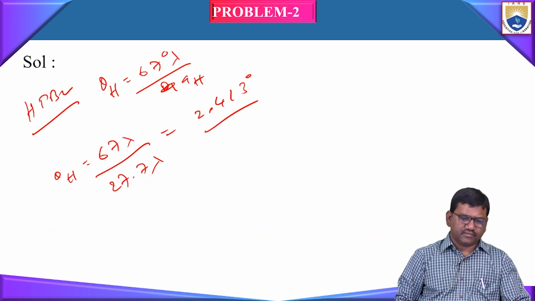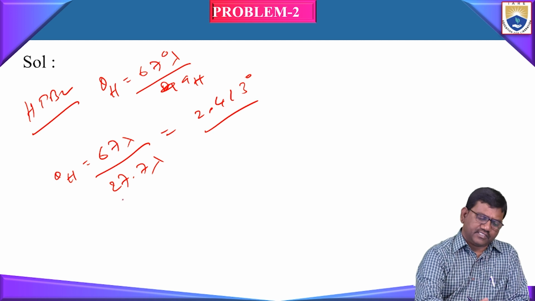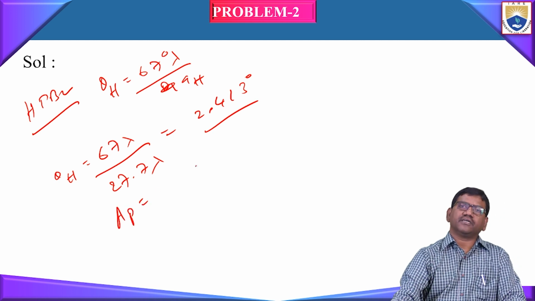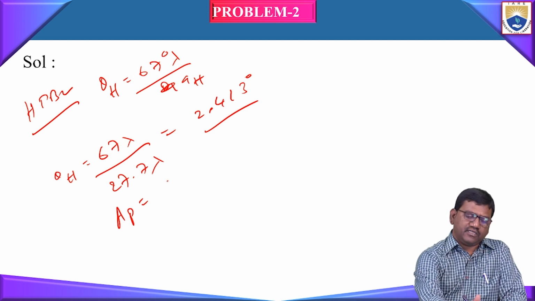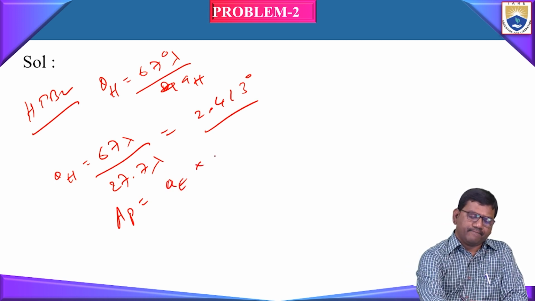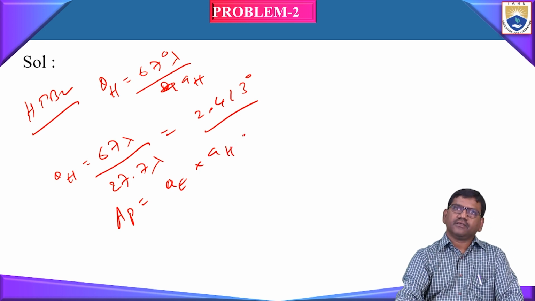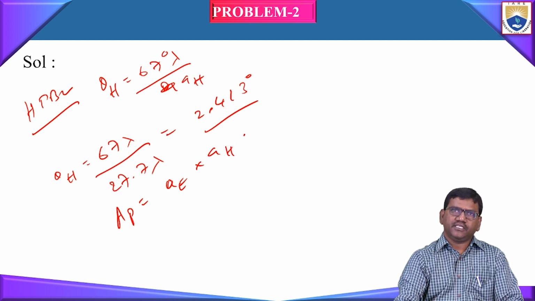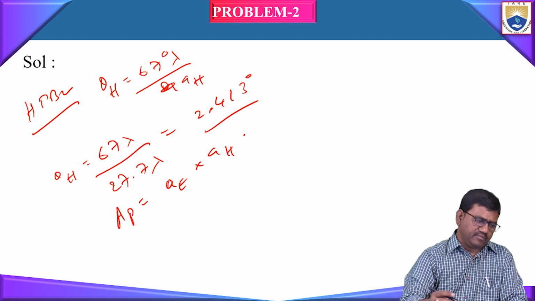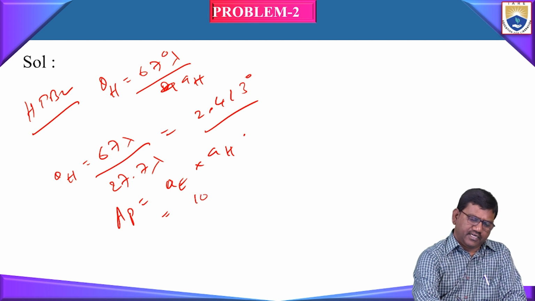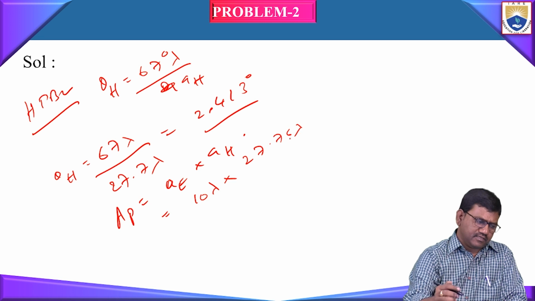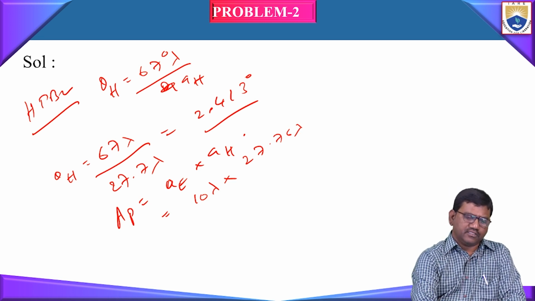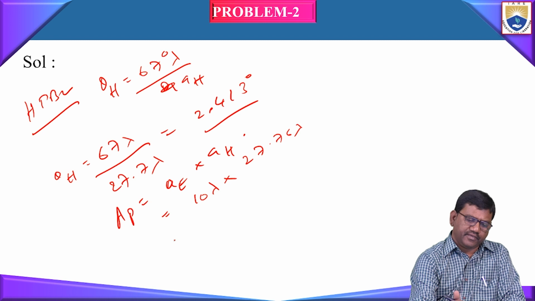Now we need to find out the physical aperture. The physical aperture of the horn is given by the length and breadth of the antenna, which we denote as AE into AH. So the length of the aperture in the E plane multiplied with the length of the aperture in the H plane. AE is equal to 10 lambda and AH is equal to 27.76 lambda. Based upon this data, we are going to find out the value of AP.